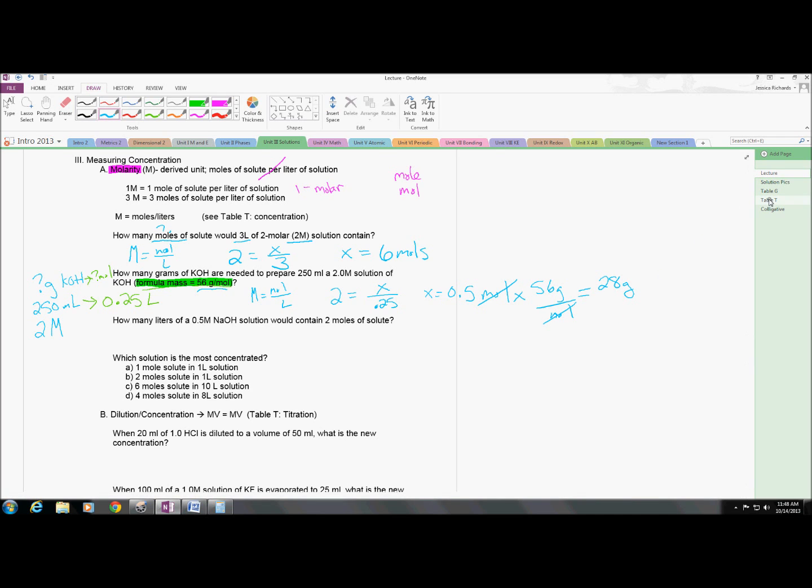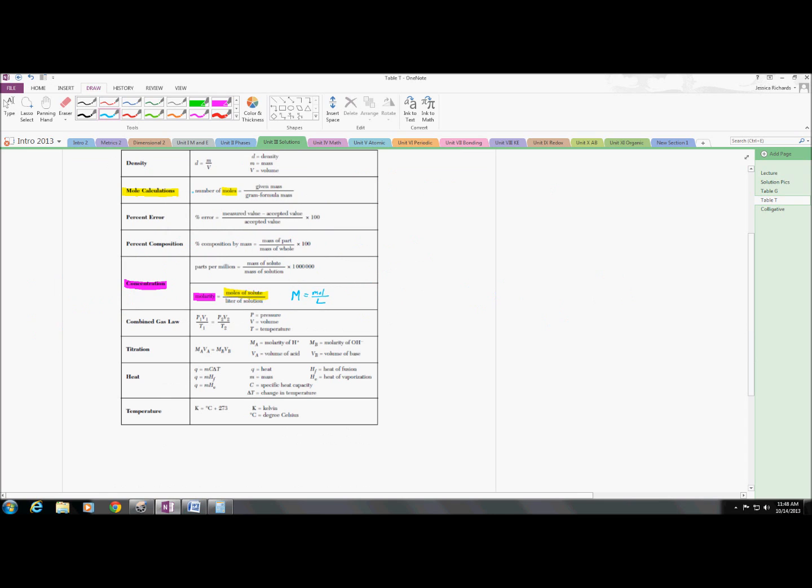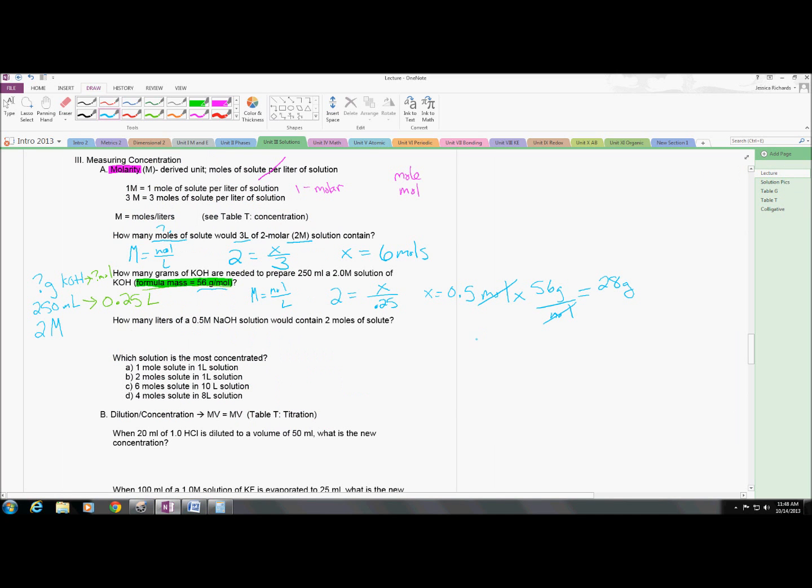Or you can go to Table T and look at this mole calculation equation where it says moles equals your given mass divided by the formula mass. So moles would equal, let me switch colors. The other way you could do this is use the equation from Table T, where moles equals your given mass divided by the gram formula mass.